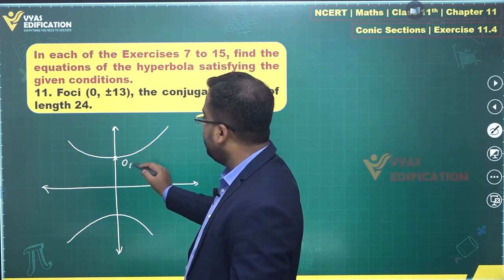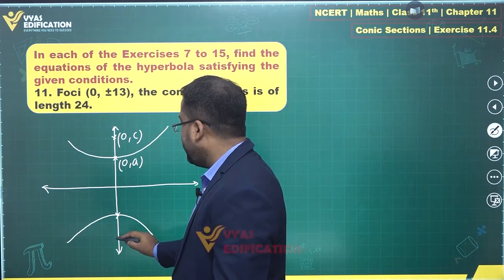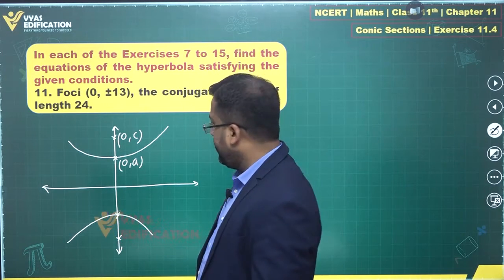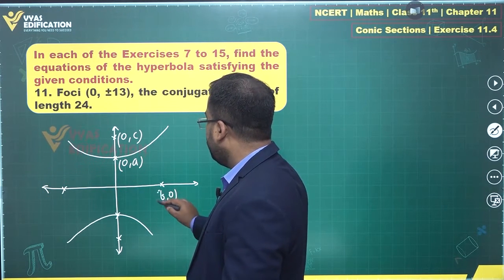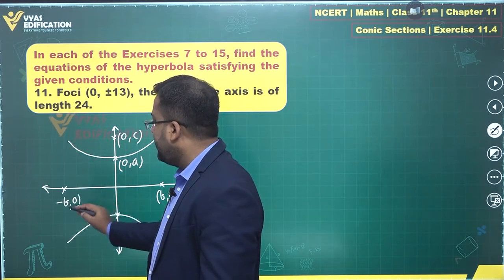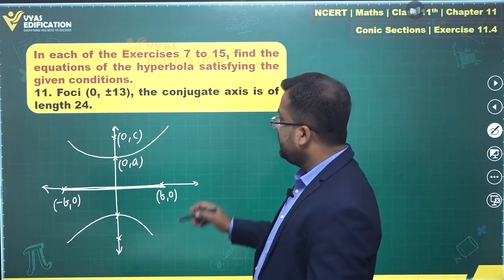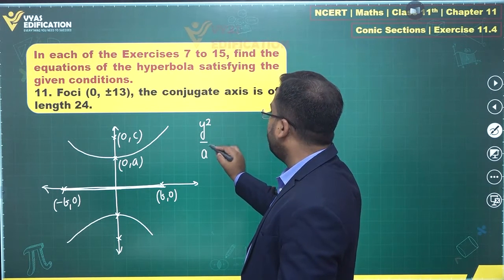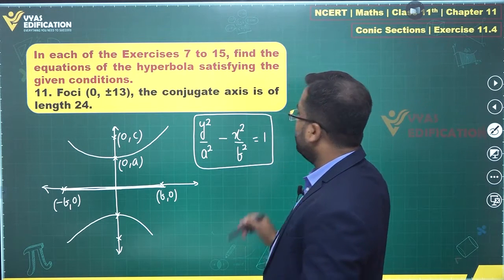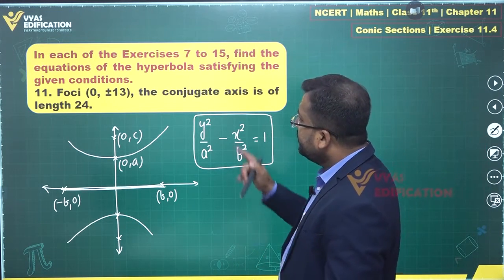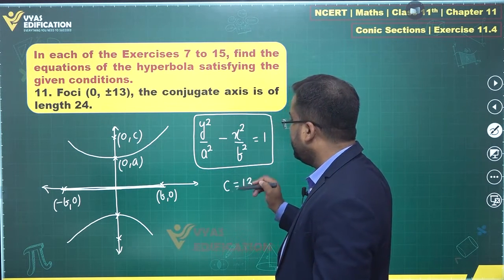This is 0 comma A, this is 0 comma C. This is 0 comma minus A, 0 comma minus C. Okay, and there will be some points over here which are denoted by B comma 0, minus B comma 0, and this length actually gives me the length of the conjugate axis. Okay, the equation is y square upon A square minus x square upon B square is equal to 1. Okay, and from the given conditions, foci at plus minus 13 implies C will be equal to 13. That's one thing that is given.